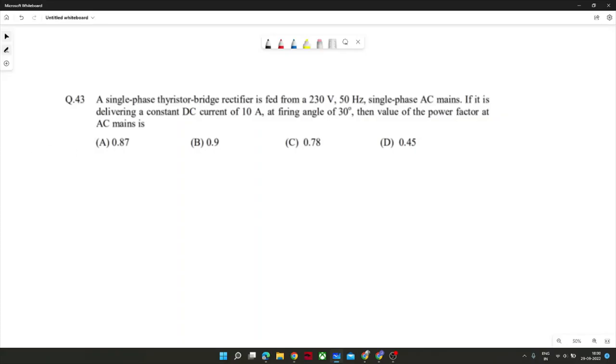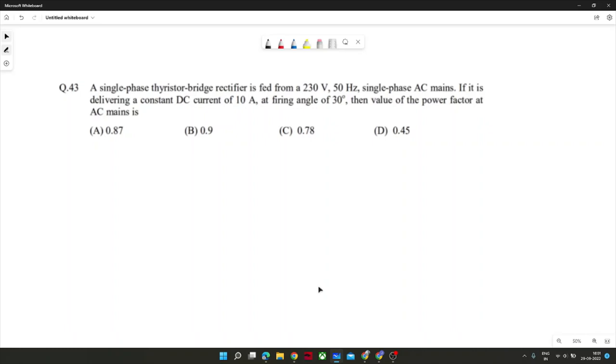Okay, fine, thanks. So this is a thyristor bridge rectifier. In the problem, it is given, and we had to find the power factor for the circuit. And how to proceed for this problem, I will tell.